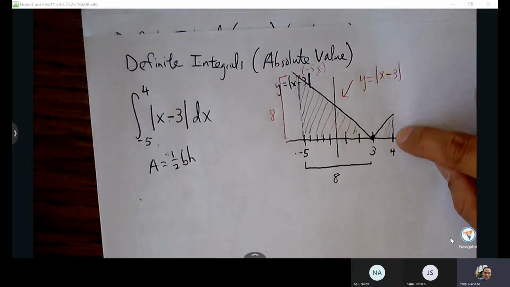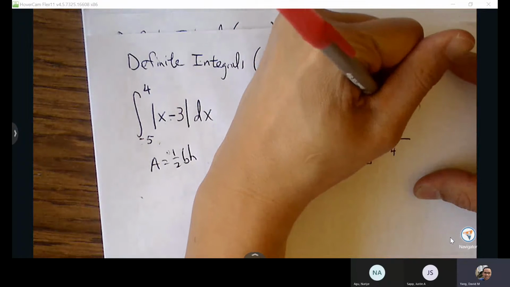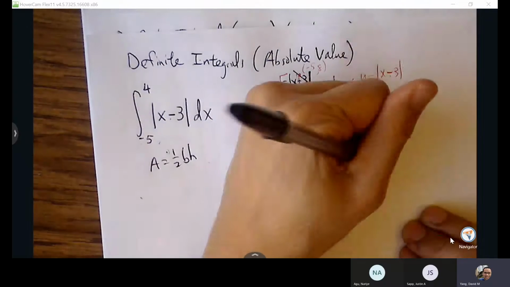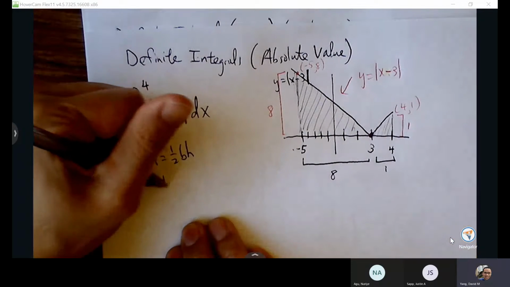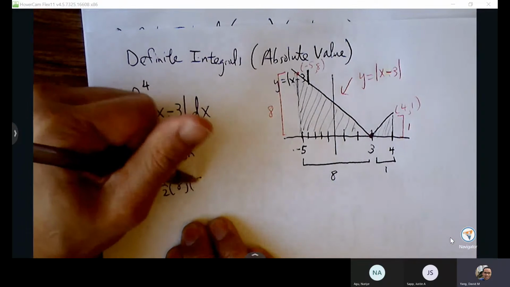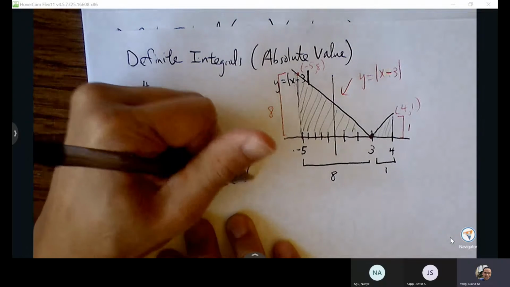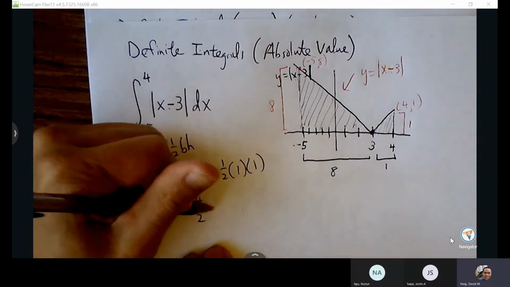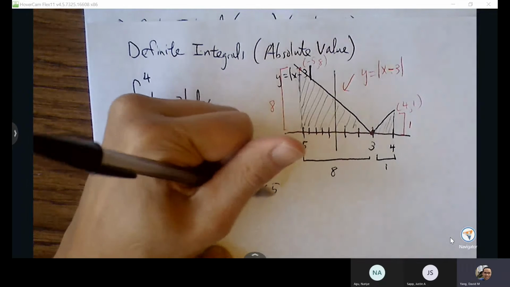Okay. Plug 4 into the absolute value function. 4 minus 3 is 1. Absolute value is still 1. So my ordered pair is (4, 1), which tells us that the height is 1. Our width is also 1. 1/2 base times height for both of our triangles. 1/2 base times height, second triangle, 1/2 base times height. 64/2 plus 1/2. 65/2.